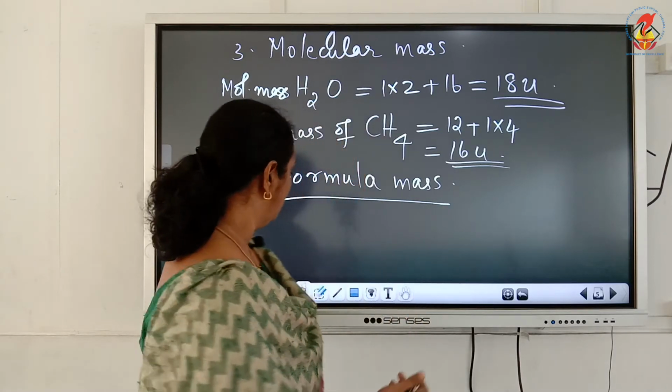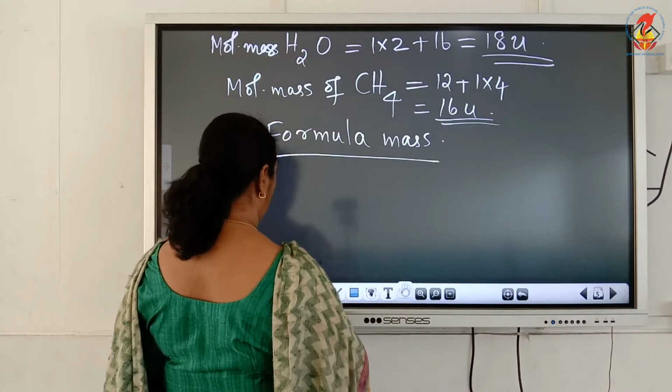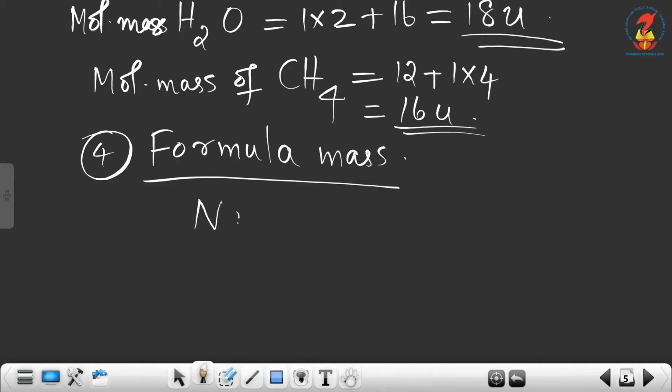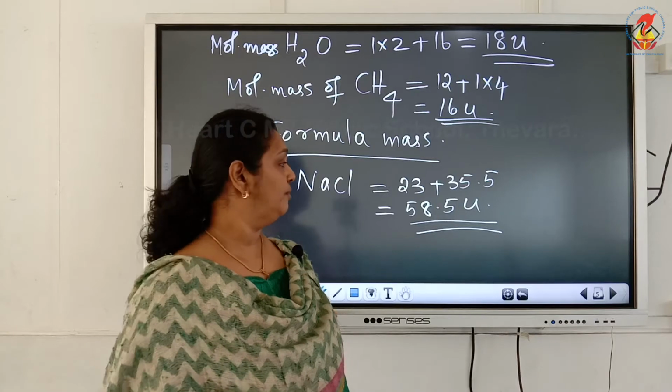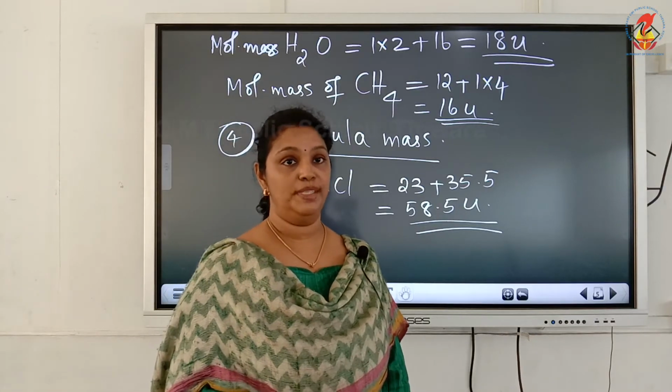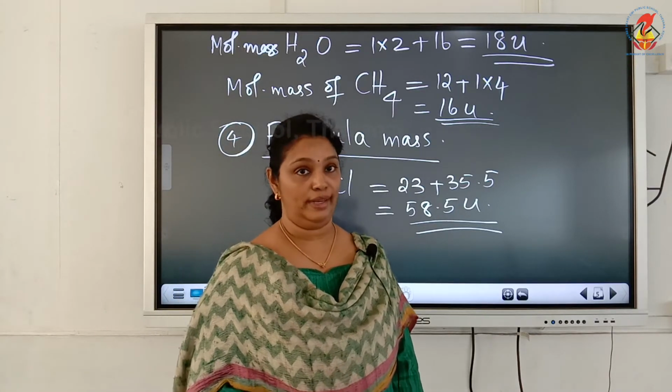As an example, suppose you are asked to find the formula mass of sodium chloride. We know the atomic mass of sodium is 23, chlorine is 35.5, and you get the answer as 58.5. The unit is also the same, which is U. So 58.5 U. This is the formula mass of sodium chloride.